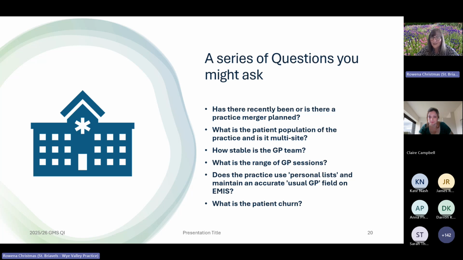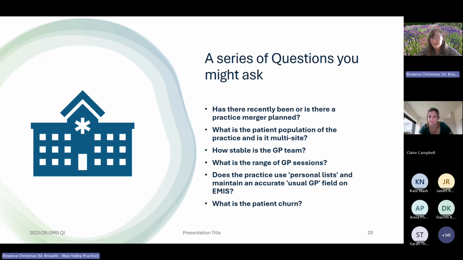Patients from larger practices, so the equivalent of 7 full-time GPs, are on average less likely to see the same GP. Multi-site practices, you want to think, is there a central reception function? Do GPs rotate across the sites? Do patients rotate across the sites and have appointments in both places? You want to consider how stable your GP team is. If your practice has high use of locums, then that will impact on continuity.